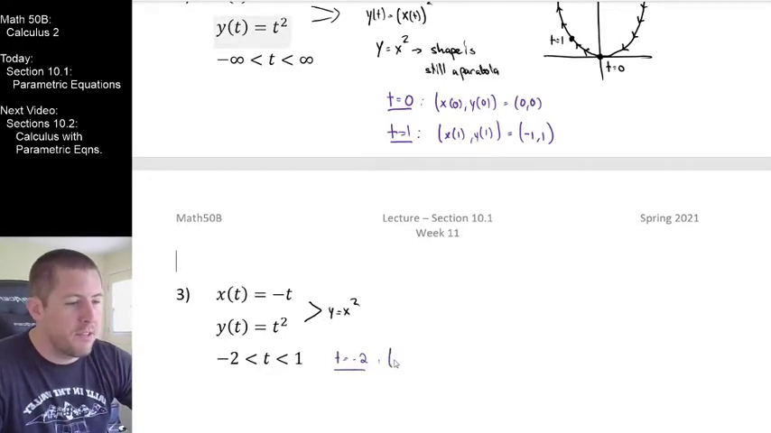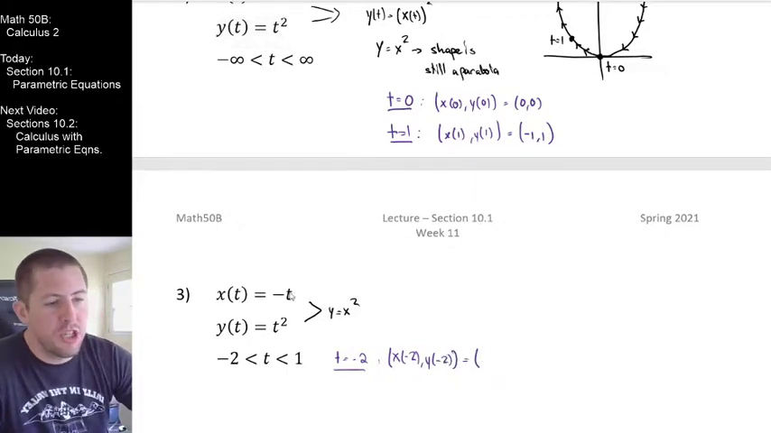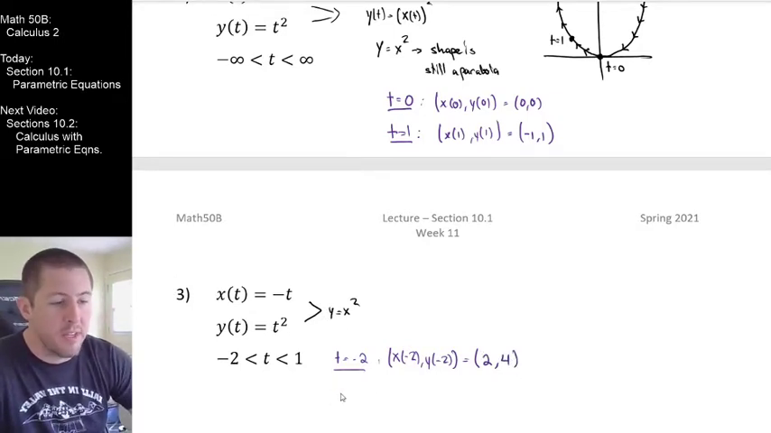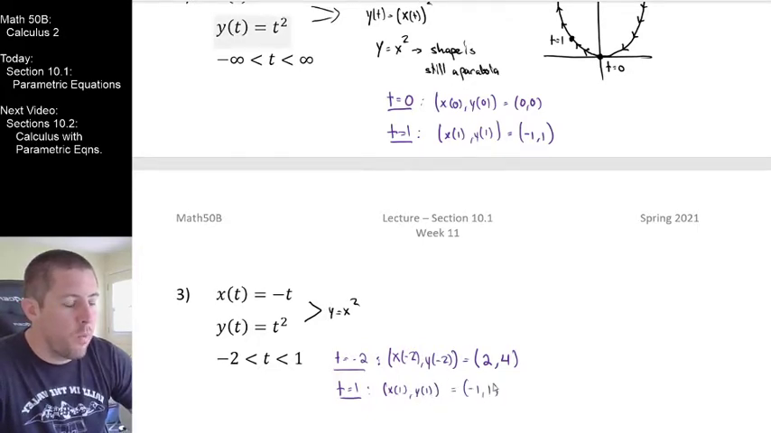So if I do time -2, then x at -2 and y at -2 appear to be at the location. Plugging in -2 here gives me +2. Plugging in -2 here gives me +4. So I'm at 2, 4 is where we start. And at time 1, we're going to get x of 1, y of 1, and that's going to be giving me -1, 1, and that's where we're going to end.